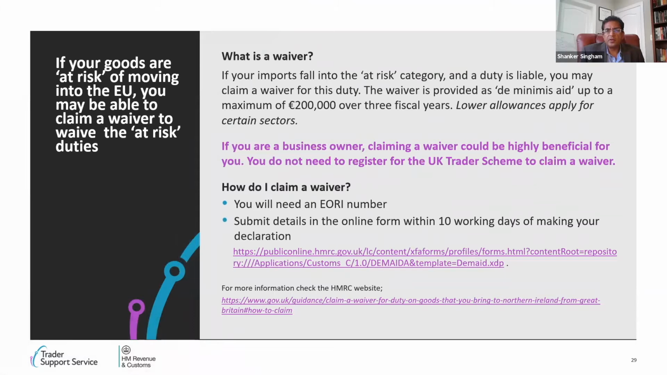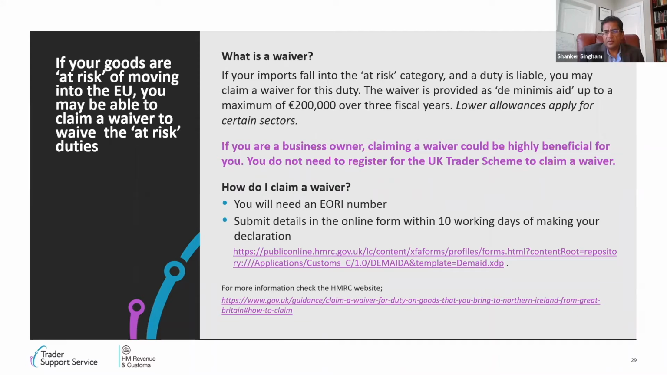So I'm going to cover the waiver now because, as I said before, if you're a very small trader, you may want to just go straight to this category. The waiver is the de minimis level of state aid that every person is allowed under EU law. It's 200,000 euros over 3 fiscal years, although there are lower allowances for certain other sectors, like fisheries, for example, and so on. If you're a very small business, or you have a very small amount of GB-NI trade, the waiver might be the best path for you to go down.